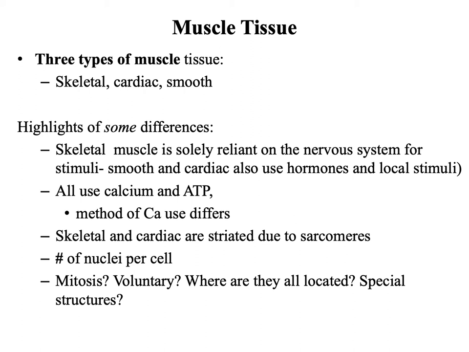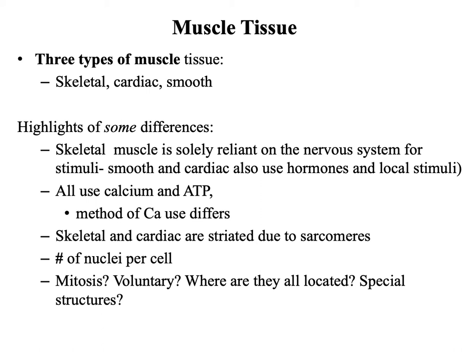So, what are some highlights about the different kinds of muscle tissue? So, skeletal muscle tissue, cardiac muscle, smooth muscle. Skeletal muscle only zaps through the nervous system. Smooth muscle can be zapped through the nervous system, but we also have hormonal control. And then cardiac muscle is all about those SA nodal cells, AV nodal cells. You'll learn more about that in AMP too.